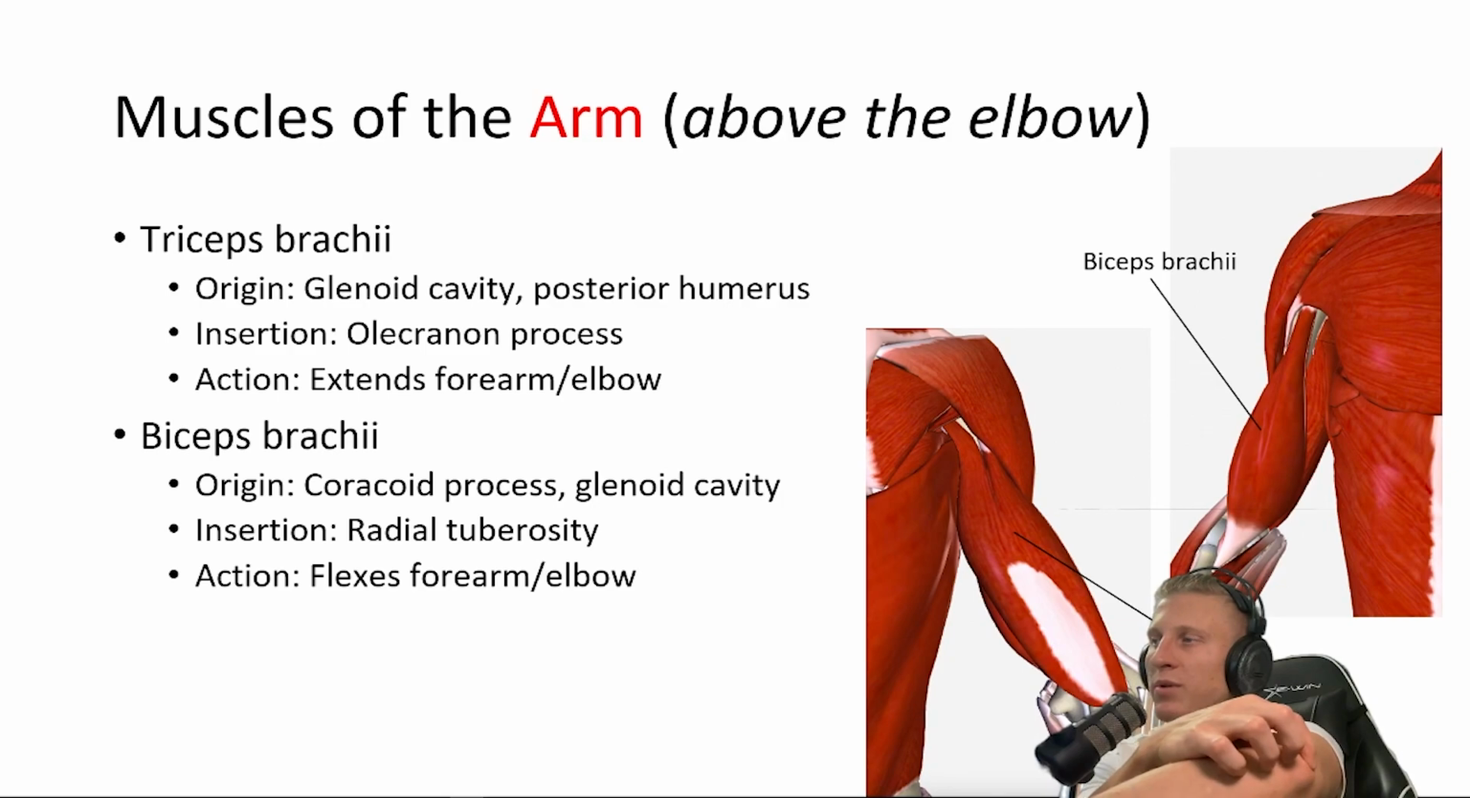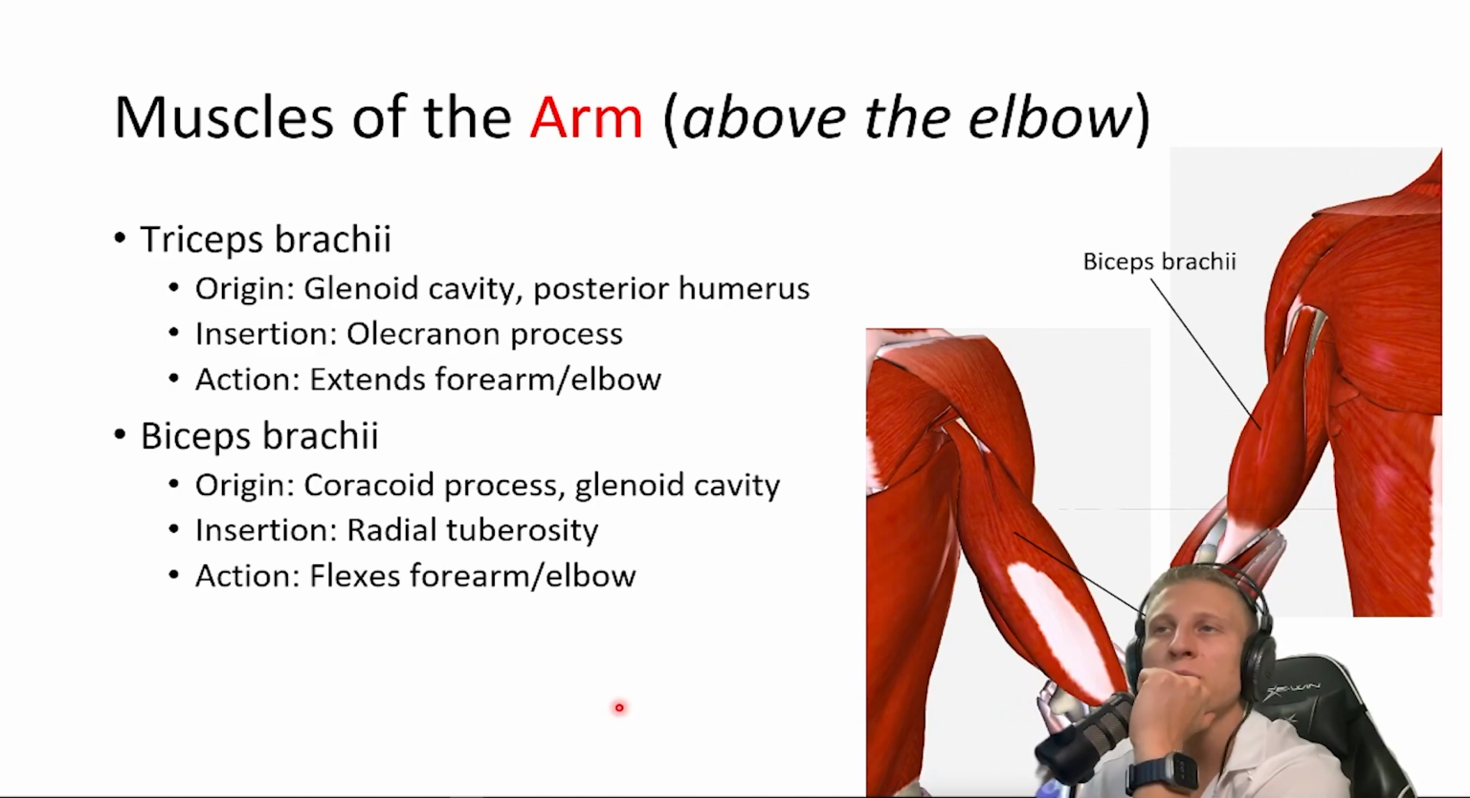It's that bony process. It's attaching around here, and then when this muscle contracts, it pulls that arm straight, pulling the olecranon process upwards, or more proximal, I should say. So yeah, extension of the forearm and elbow.